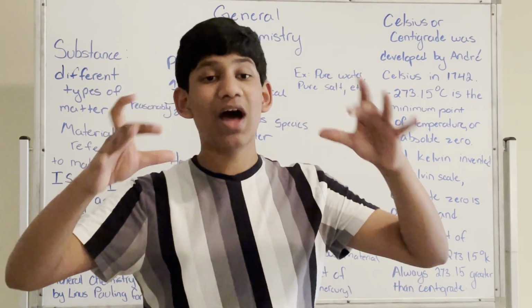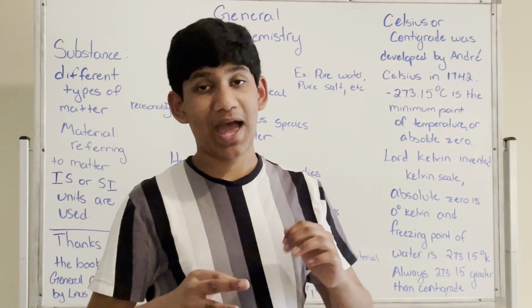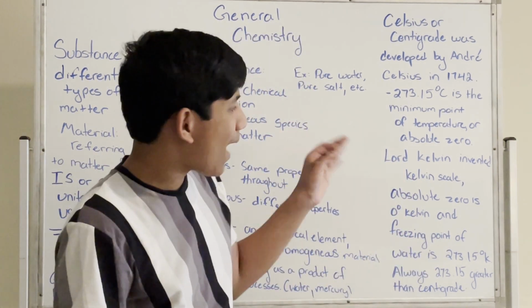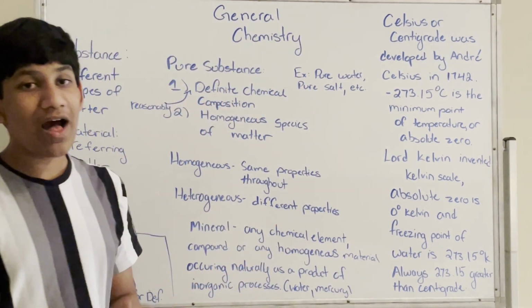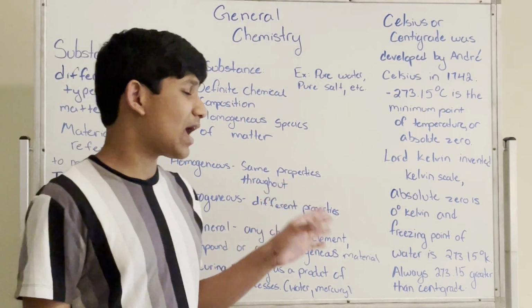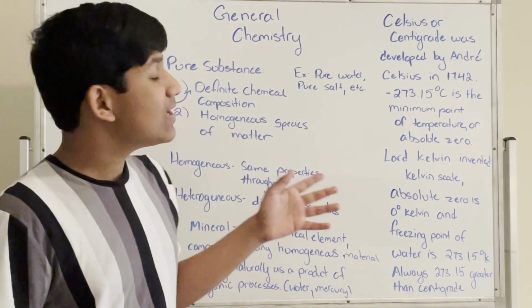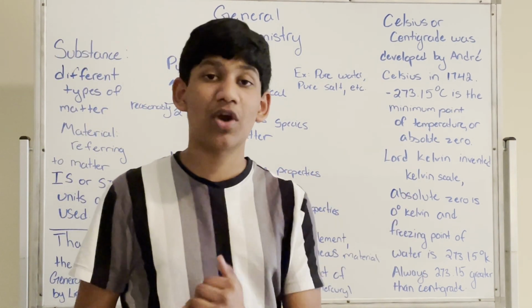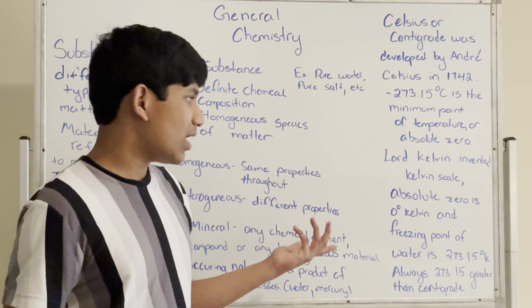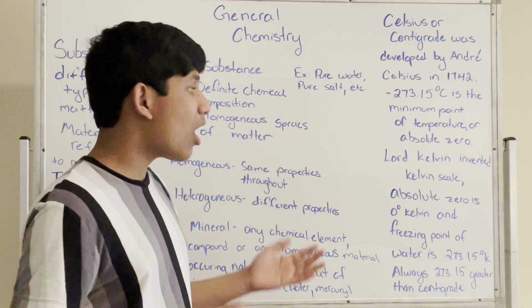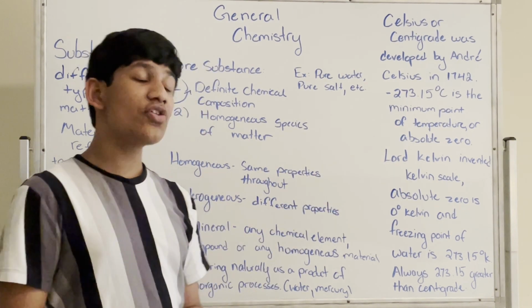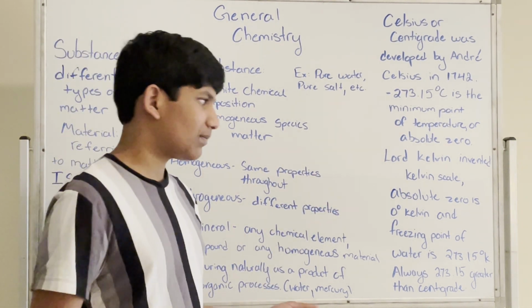So when the atoms stop, like purely stop moving at a specific point, that is called absolute zero, or the minimum point of temperature. Now, Lord Kelvin invented the Kelvin scale. The Kelvin scale is closely related with thermodynamics, because thermodynamics and the Kelvin scale are created accurately so that they can both accommodate each other.